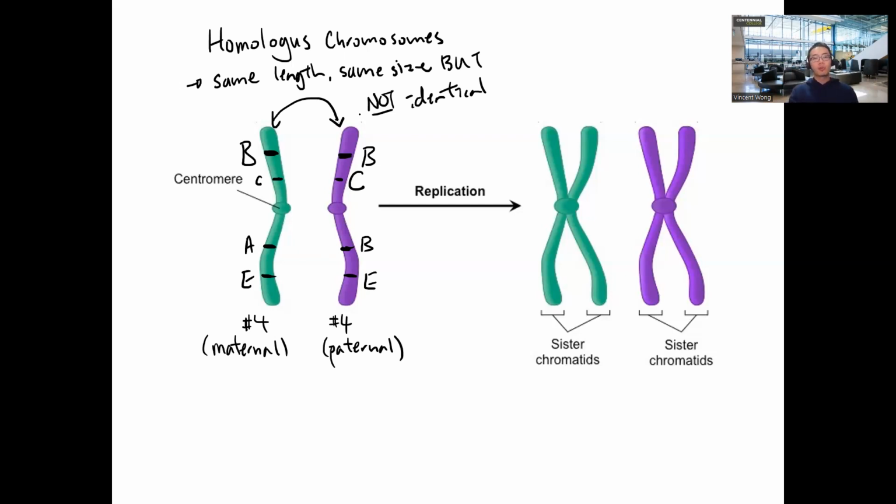So we call these homologous chromosomes because they are the pairs. Chromosome 4 and chromosome 4 are homologous. 5 is homologous to 5, 6 is homologous to 6. 7 is not homologous to 8. It has to be the same number for them to be homologous.